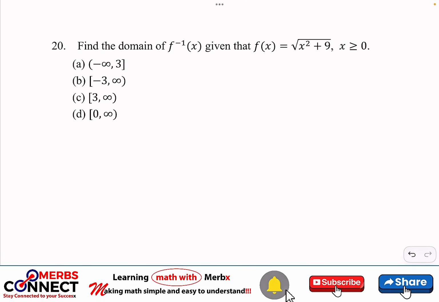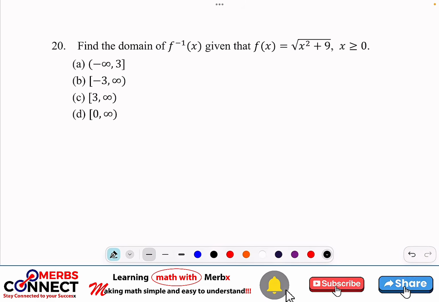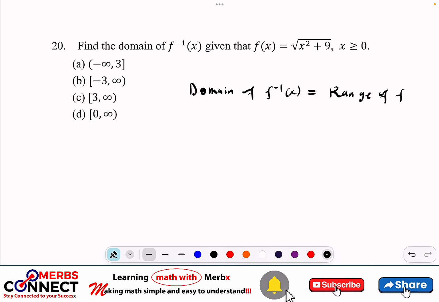Now let's look at the last one, then we are done. Find the domain of f inverse of the given function. Okay, so we want to find the f inverse. Now don't forget that when we talk about the domain of f inverse of x, this is equal to the range of f. So without even looking at this, I've seen the answer already, because I'm going to find the domain. Like I'm going to find the range of this graph.